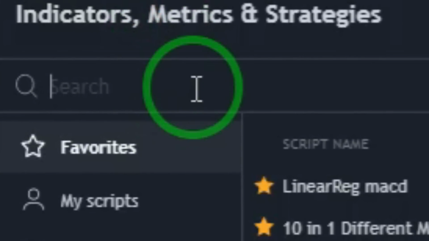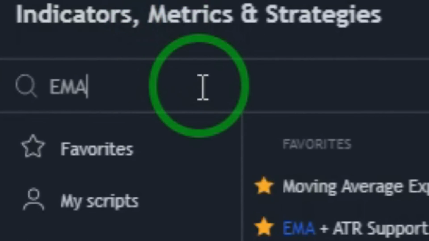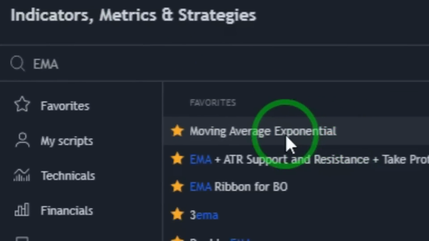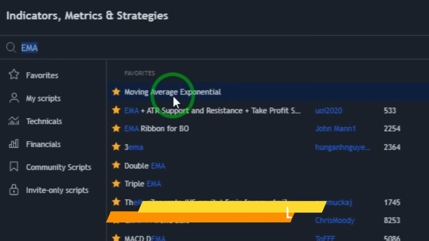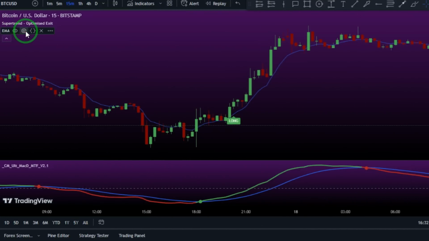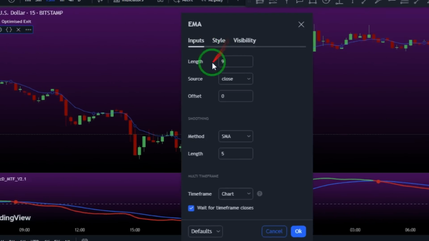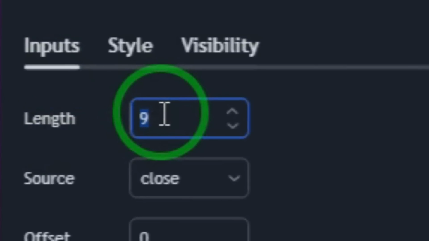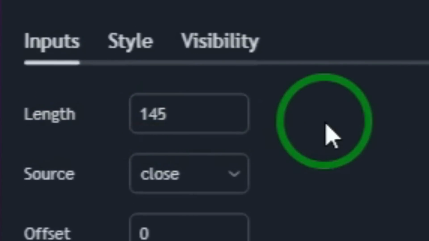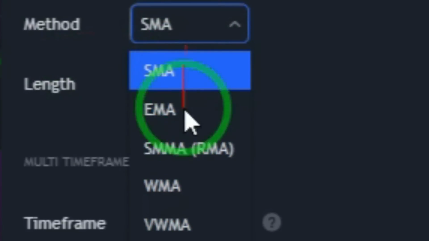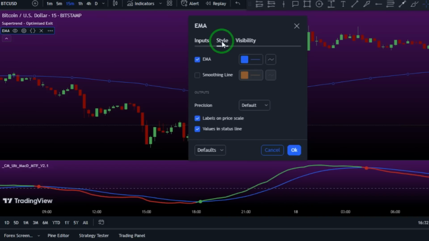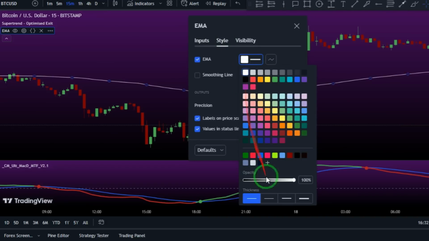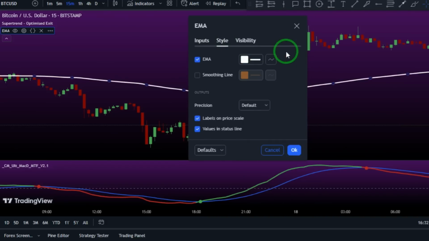The best tool for that is EMA, or exponential moving average. To optimize the moving average, we want to change the length to 145 and the method to WMA to maximize our gains. Then under the style tab, we can change the color and thickness of the EMA line however we want.